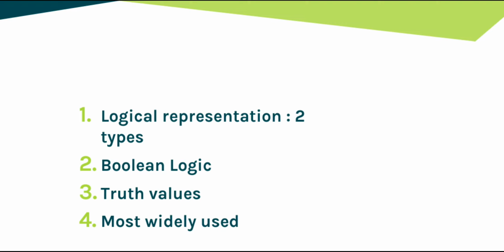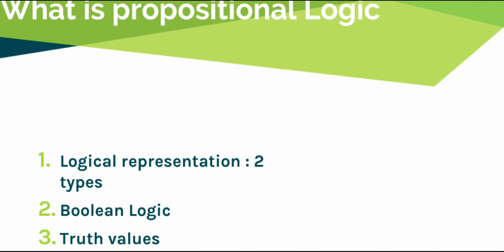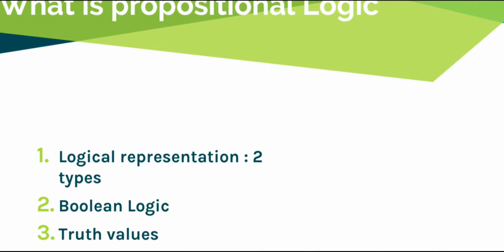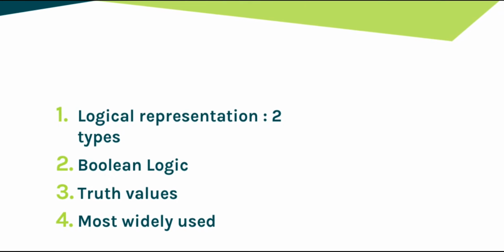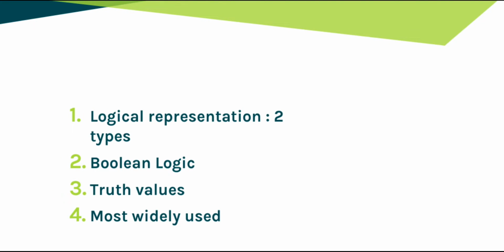Now we have four types of logical representation. Under that, the two main ones out of these four are propositional logic and first order predicate logic. Propositional logic is also written as PL, and first order predicate logic is also written as FOL. We are going to learn only about propositional logic in this video.